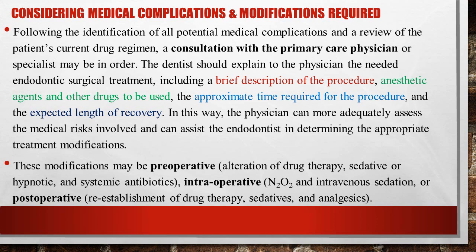Like I said, if the patient is medically compromised, you have to consult with the physician of the patient and explain. You can give it in writing, that's more than enough. You can describe the procedure you're going to carry out, the anesthetic agents to be used, the medications you're going to prescribe, the approximate time required for the procedure, and the length of the recovery phase. That means how long you expect the patient to take to recover from this surgery.